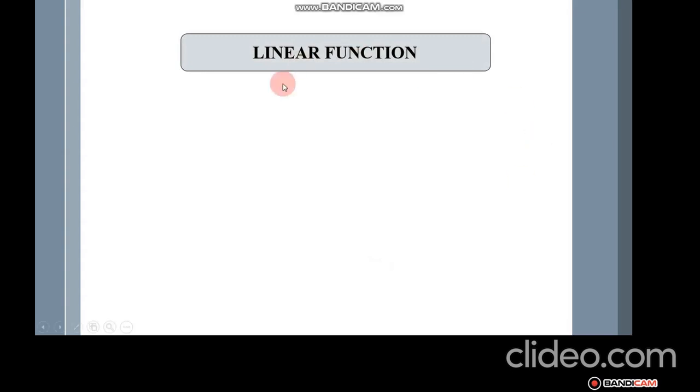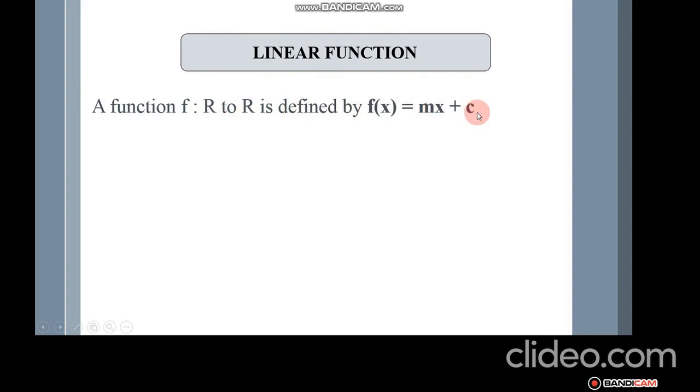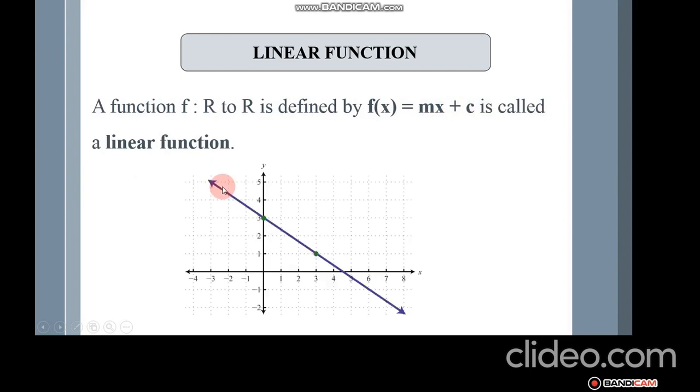Next one is the linear function. Linear means a straight line. A function f from R to R is defined by f of x equals mx plus c. Linear means degree 1, so mx plus c is called a linear function. Here is an example of a linear function. For a linear function we get a straight line curve.